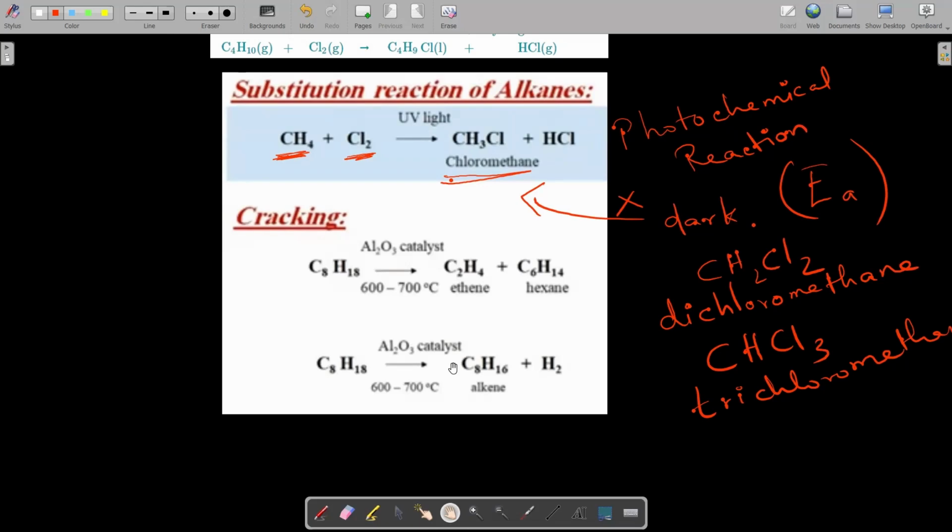So from the name, what do you understand? What is cracking? Cracking, it's a process, like breaking, right? It's a process in which long chain alkanes are converted into alkenes and alkanes. There can be other reactions where it gives out hydrogen gas.